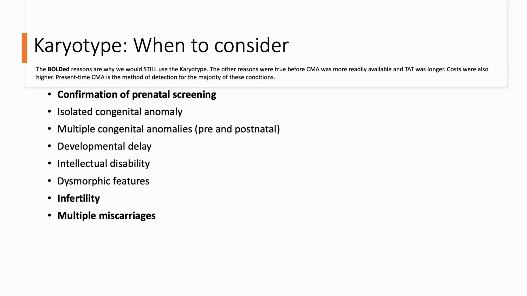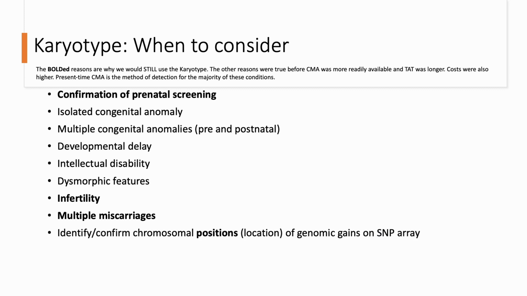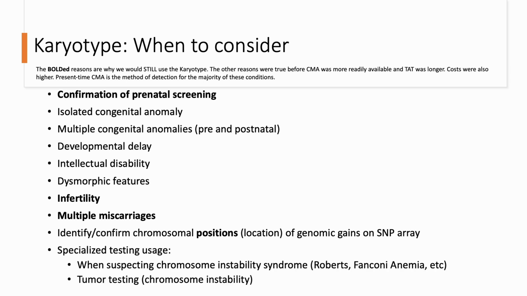affect pregnancy outcomes. Karyotyping can also identify or confirm chromosomal positions of genomic gains detected through SNP arrays, helping to correlate structural changes with clinical features. It is essential in specialized testing situations, such as when chromosome instability syndromes like Roberts syndrome or Fanconi anemia are suspected, where genetic instability is a concern.